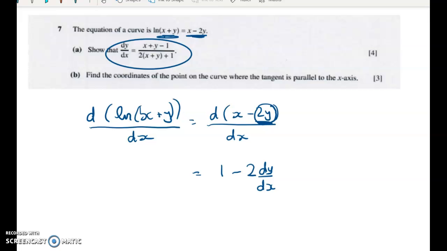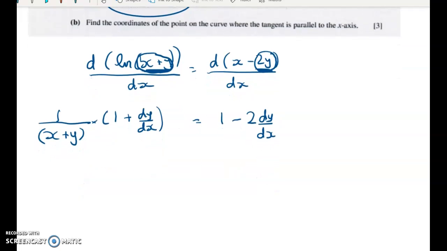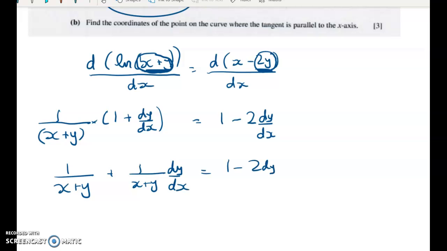We're going to differentiate the natural log of a thing with respect to x. So when we differentiate the natural log of anything, it's 1 over the thing, 1 over x plus y. And now we have to differentiate the inside function with respect to x. So x will differentiate to 1, and then y, well, when we differentiate y with respect to x, we get dy by dx. And that's all there is to it. And now what we have to do is just collect up the terms with dy by dx in them. So doing that quickly, we get 1 over x plus y plus 1 over x plus y times dy by dx is equal to 1 minus 2 times dy by dx.